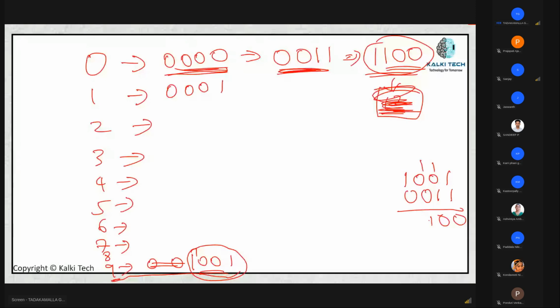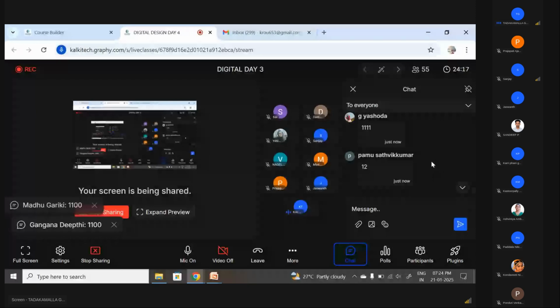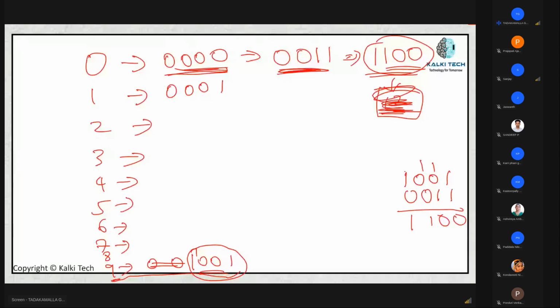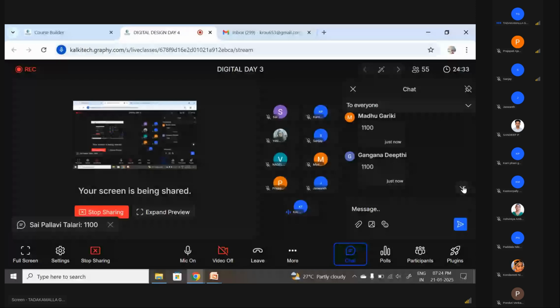This is a number, right? Am I correct? Someone wrote four ones. How four ones? It is 1100. So what are we getting here? 1100. Have you observed this number anywhere in the same slide?